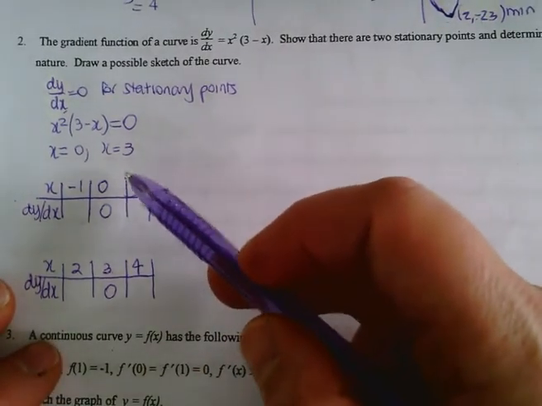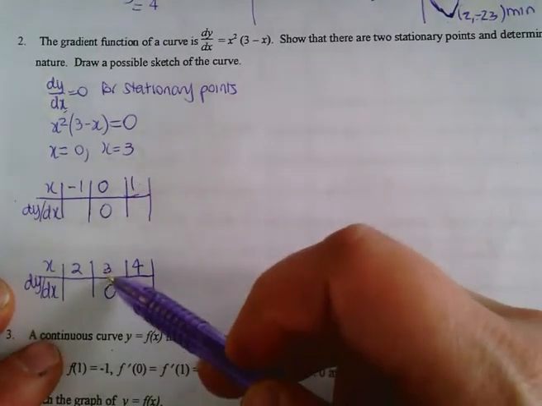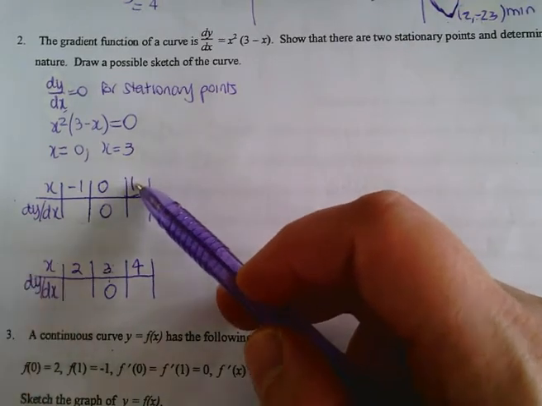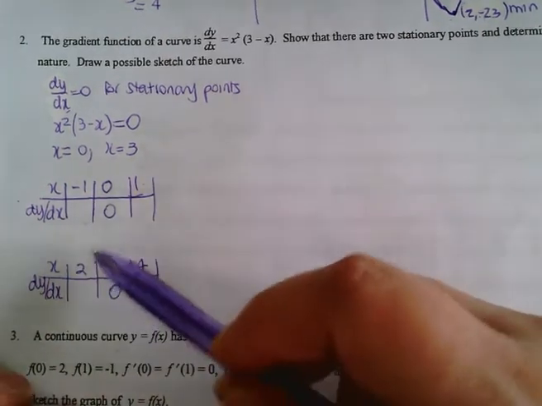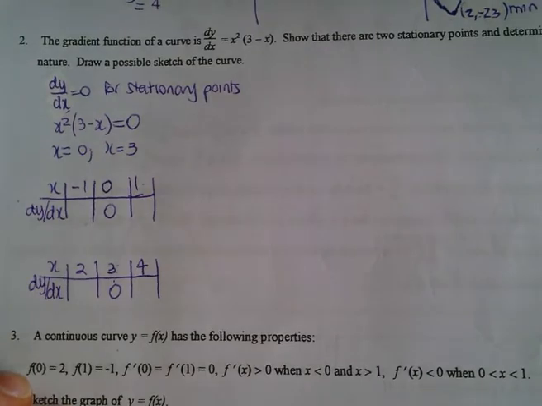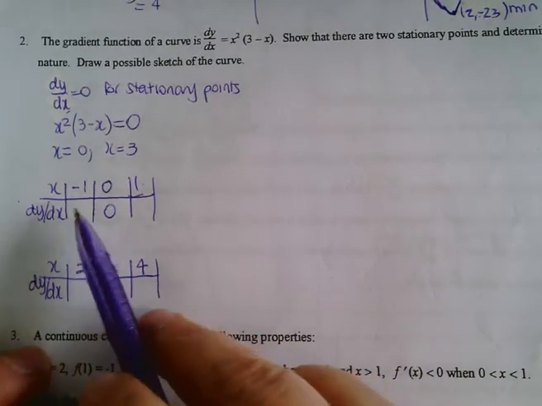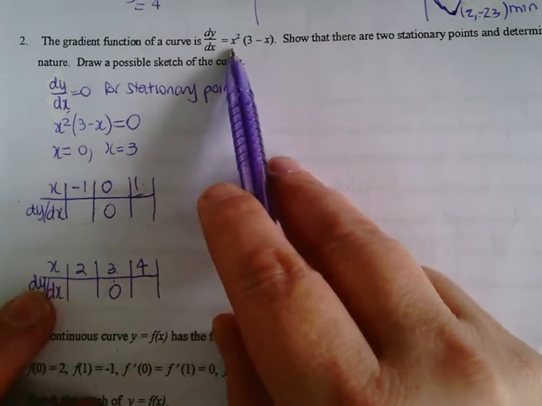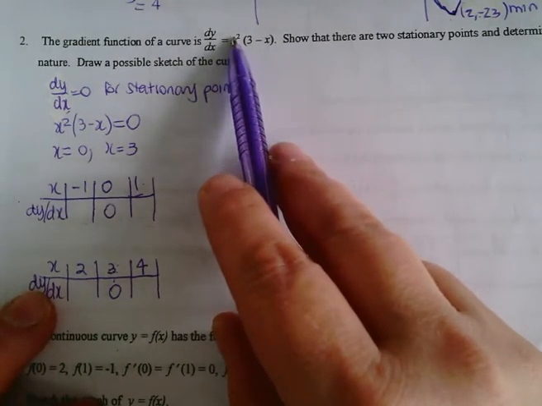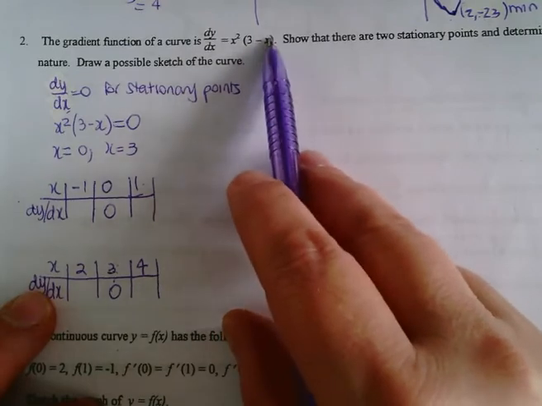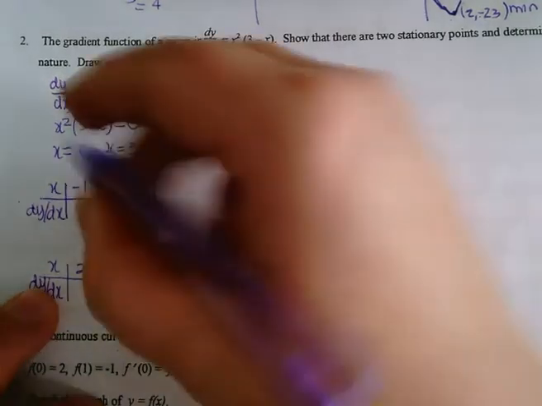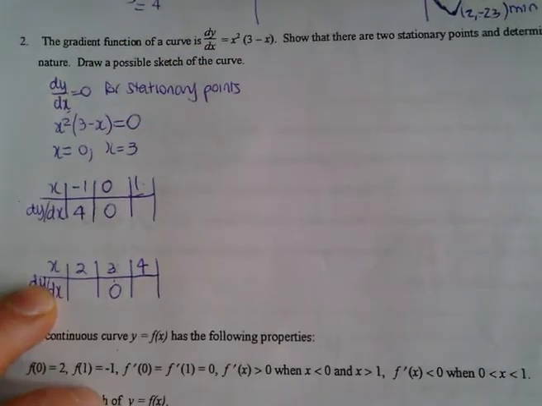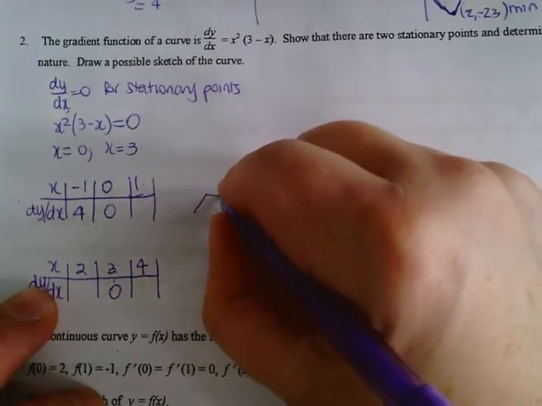Now, you know that 1 is also before 3, so whatever answer we get for 1, in terms of whether it's positive or negative, is going to be the same as the answer we get for 2. All right, let's go. So when x is negative 1, put it in, what do you get? Negative 1 squared is 1. 3 minus negative 1 is positive 4. This is positive 4. So I've got a positive gradient, a 0 gradient.